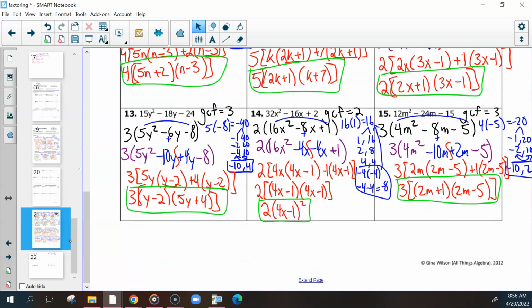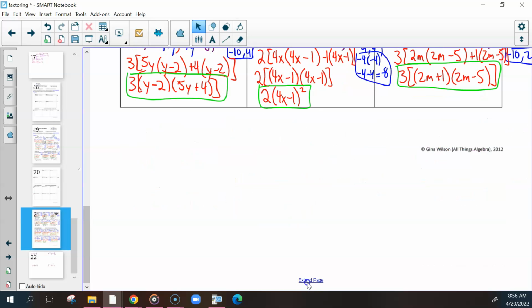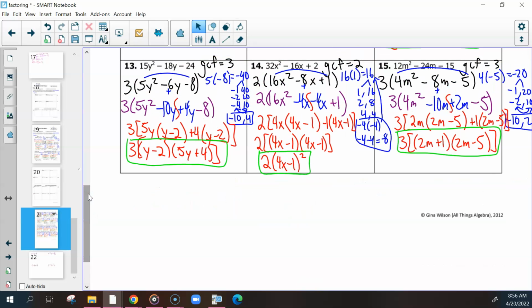And then the last 3, number 13, 3y minus 2, 5y plus 4. 14, 2 times 4x minus 1 and 4x minus 1, or you can rewrite that as 2 times 4x minus 1 squared. 15 was 3 times 2m plus 1, 2m minus 5. Questions on those 3? What's number 8?